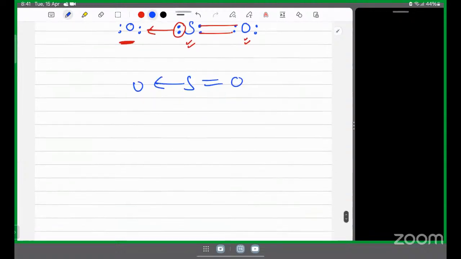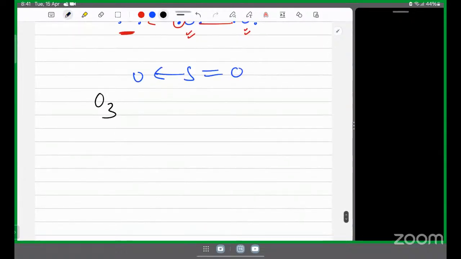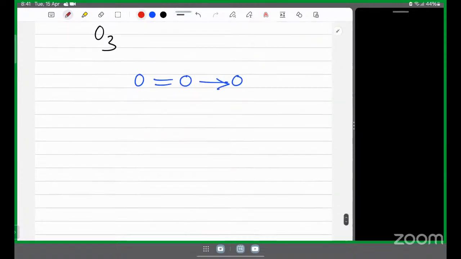Same is true in case of ozone. Ozone O3 is also given as O, double bond O, arrow bond O. This is ozone. Understood? Any doubt? Yes, understood.